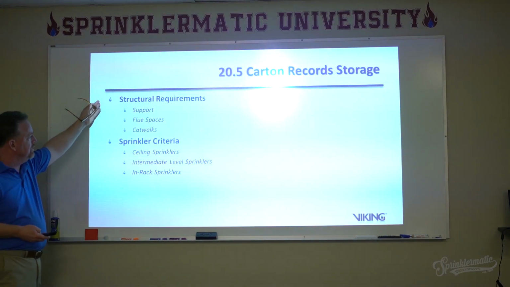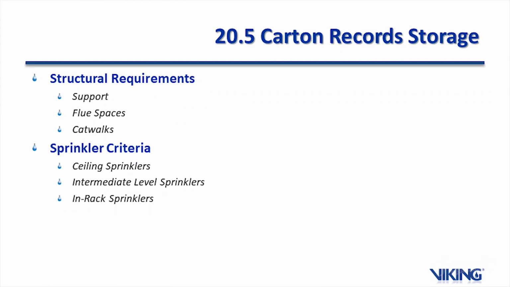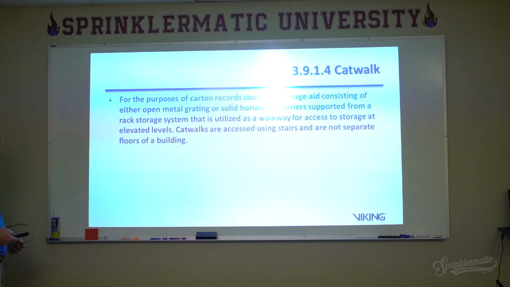We look at the structural arrangement and the sprinkler criteria, whether it's for the ceiling sprinklers, the intermediate level, or in-rack sprinklers. And here's another look at the catwalk. Here's another look at how it is arranged.